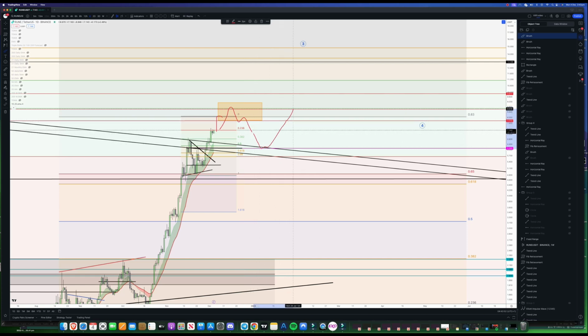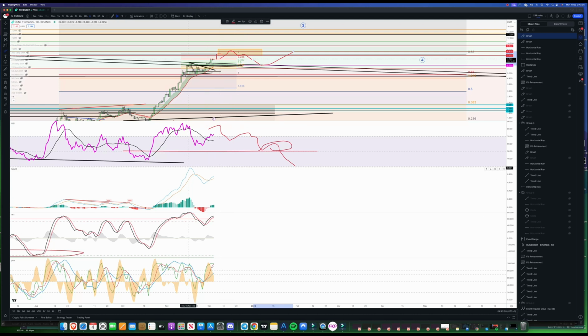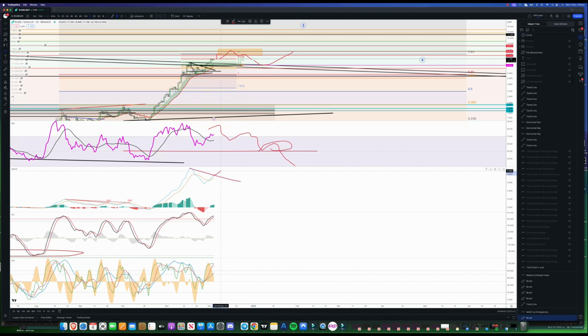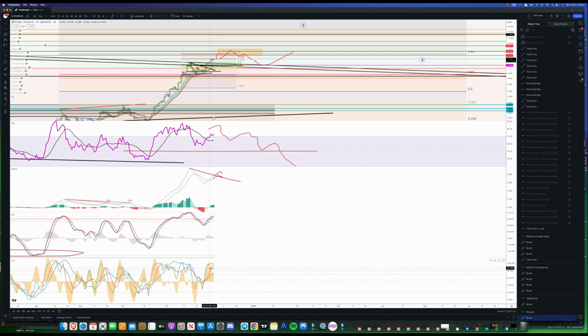Let's see our MACD. MACD starting to look bearish. Could still come up, but yeah, starting to look bearish. It still lines up. So those things are looking good. I'd like to see this crossover. This is still going up, so not anytime soon.